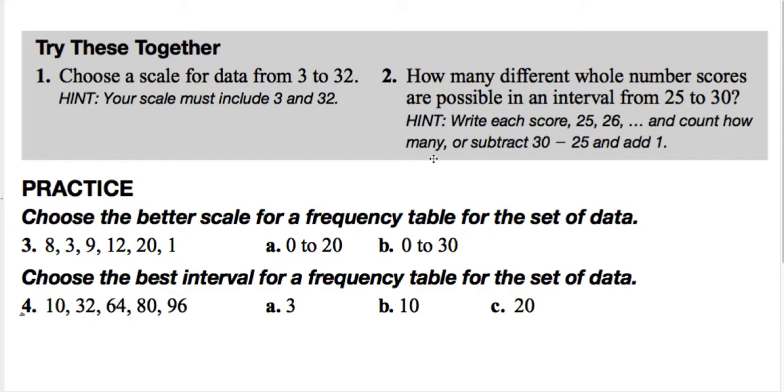Second question: how many different whole number scores are possible in an interval from 25 to 30? Again, another hint: write each score, 25, 26, and so on, and count how many, or subtract 30 minus 21, and then add 1.